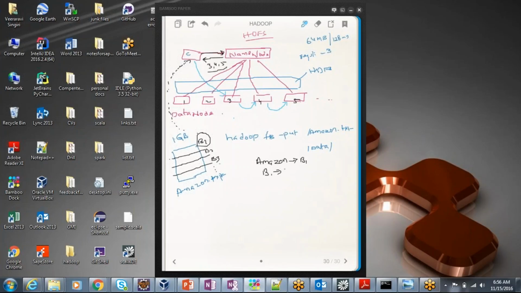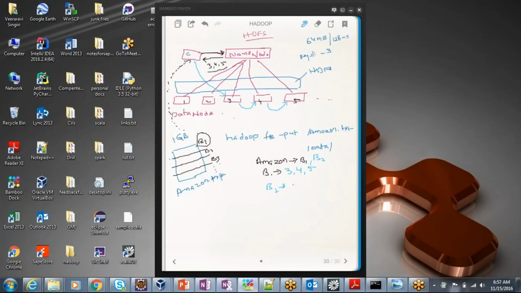Now block 1 is stored in machine 3, machine 4, machine 5. Block 2 will happen the same way. For block 2, it can choose the same machines or different machines. Let's assume this time 1, 3, 5. Block 3 is stored in 1, 2, 3. Block 4, let's assume, is stored in 2, 3, 5, and so on. It will repeat for all the blocks.